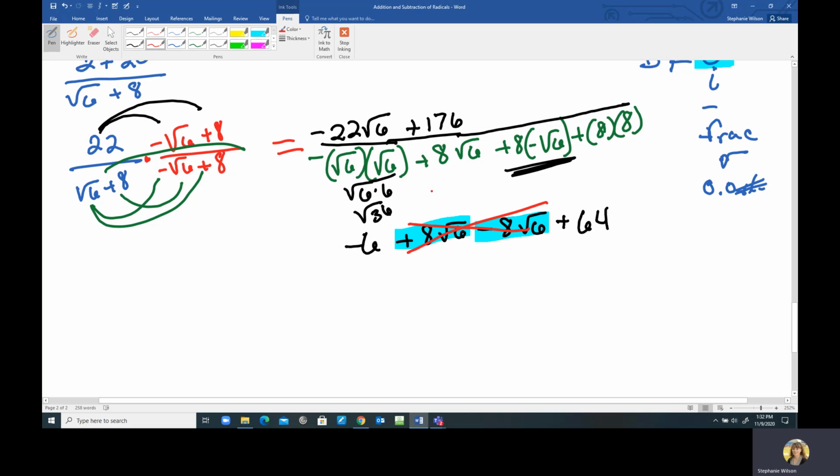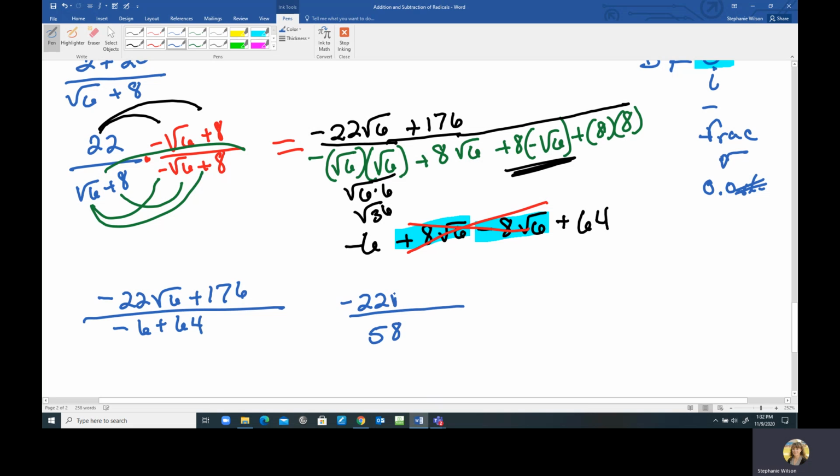So now let's rewrite my math problem here. So I got negative 22 square root of 6 plus 176, all divided by negative 6 plus 64. So we're going to say 64 minus 6, and it gives me 58 in my denominator. We are almost done, guys.